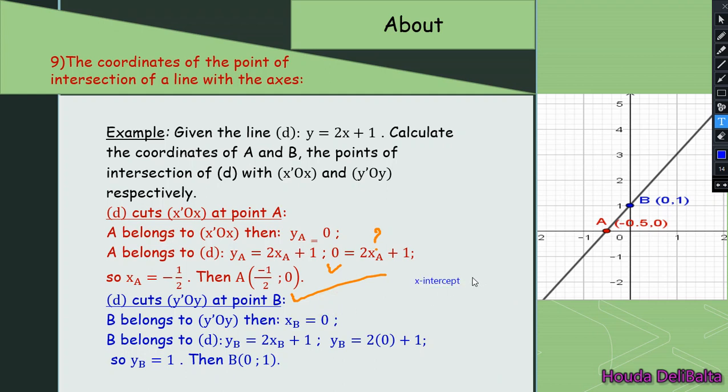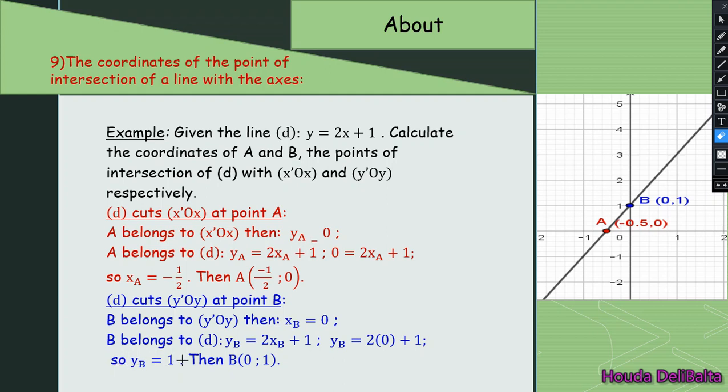Now, we have also to find the coordinates of B. Let's recall, what is B? B is the point of intersection of this line with the y-axis. Then definitely, B belongs to the y-axis and B belongs to D at the same time. So, B belongs to the y-axis means that B goes neither left nor right. Then x of b is 0. So any point on the y-axis has an abscissa that's equal to 0. You have to keep this in mind.